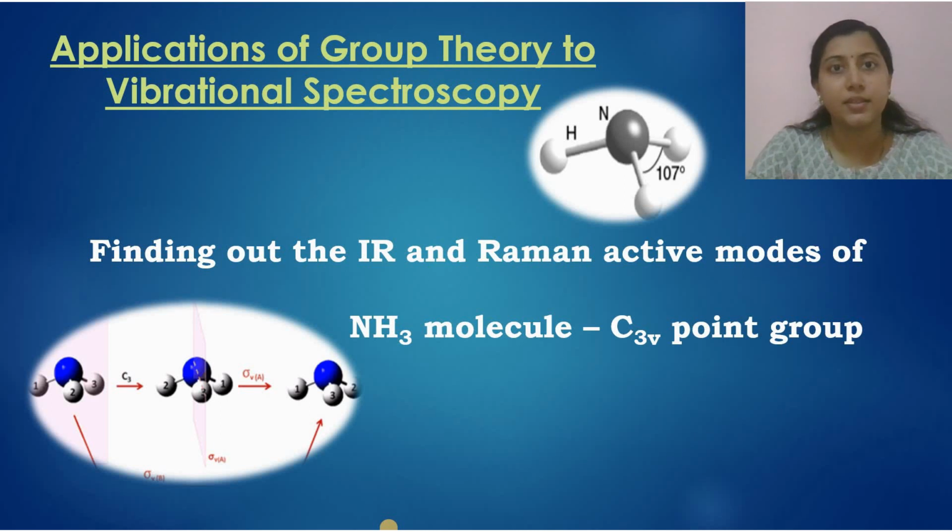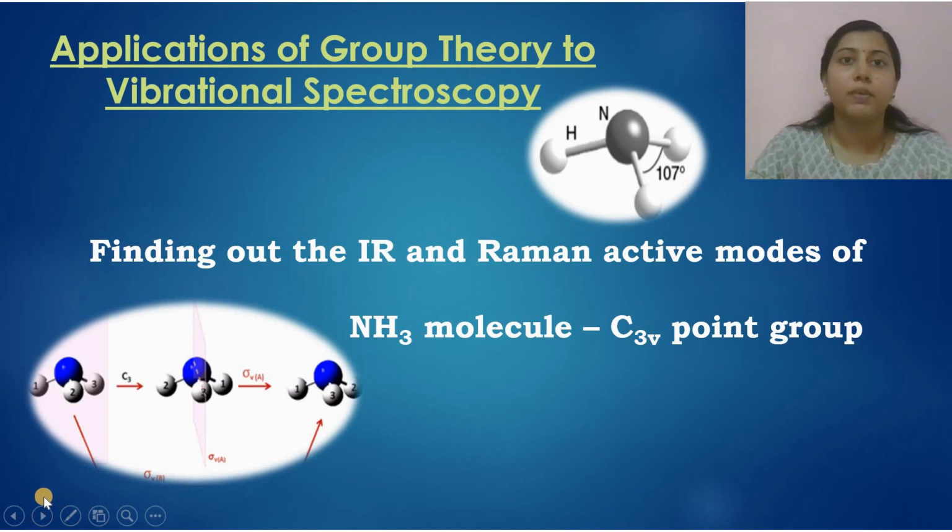In the last class, we have seen how to find out the vibrational modes of water molecule which belongs to C2V point group using group theory, and to check whether the vibrational modes are IR and Raman active or not. Today, let's see how to find out the vibrational modes of ammonia molecule which belongs to a C3V point group and determine whether they are IR and Raman active.